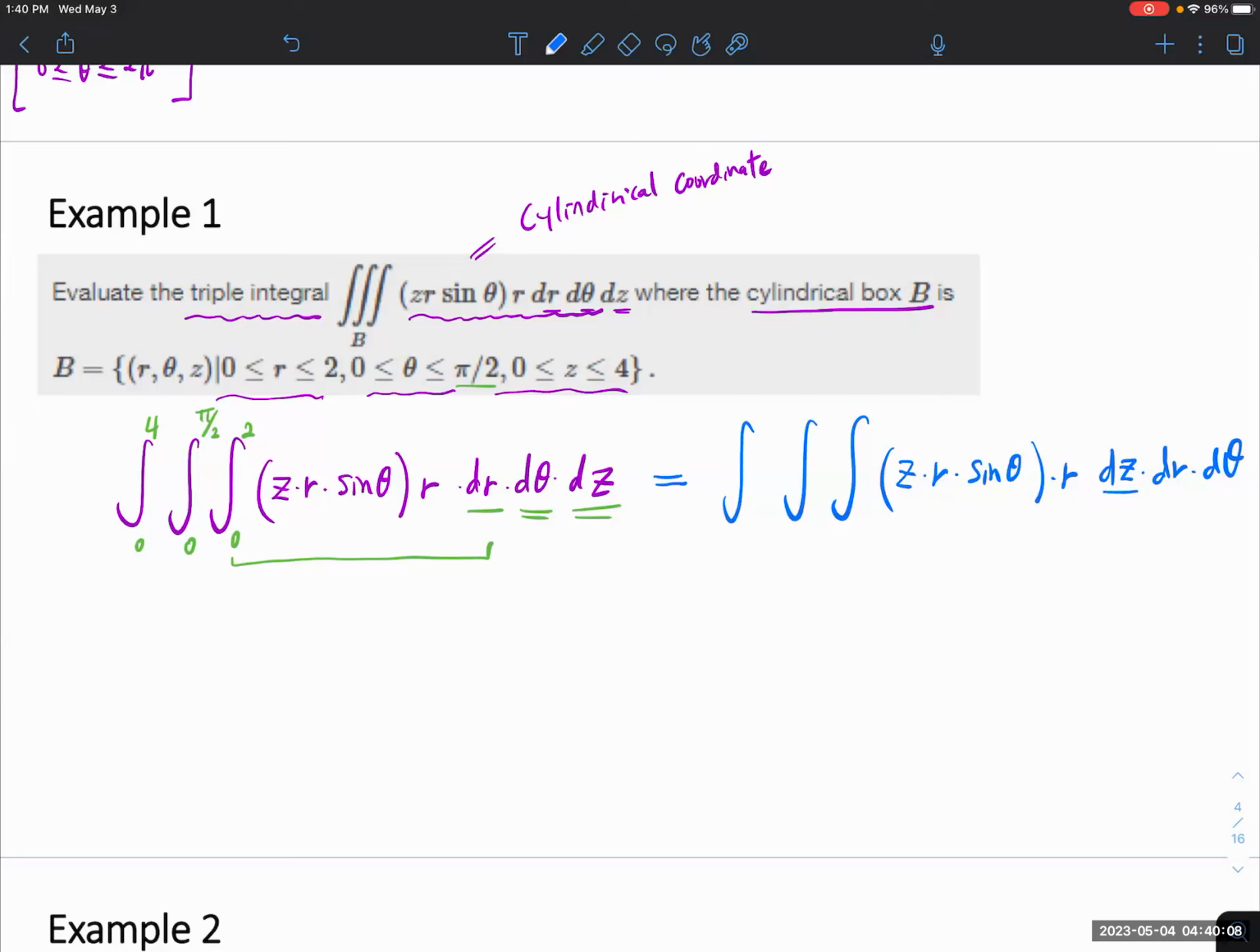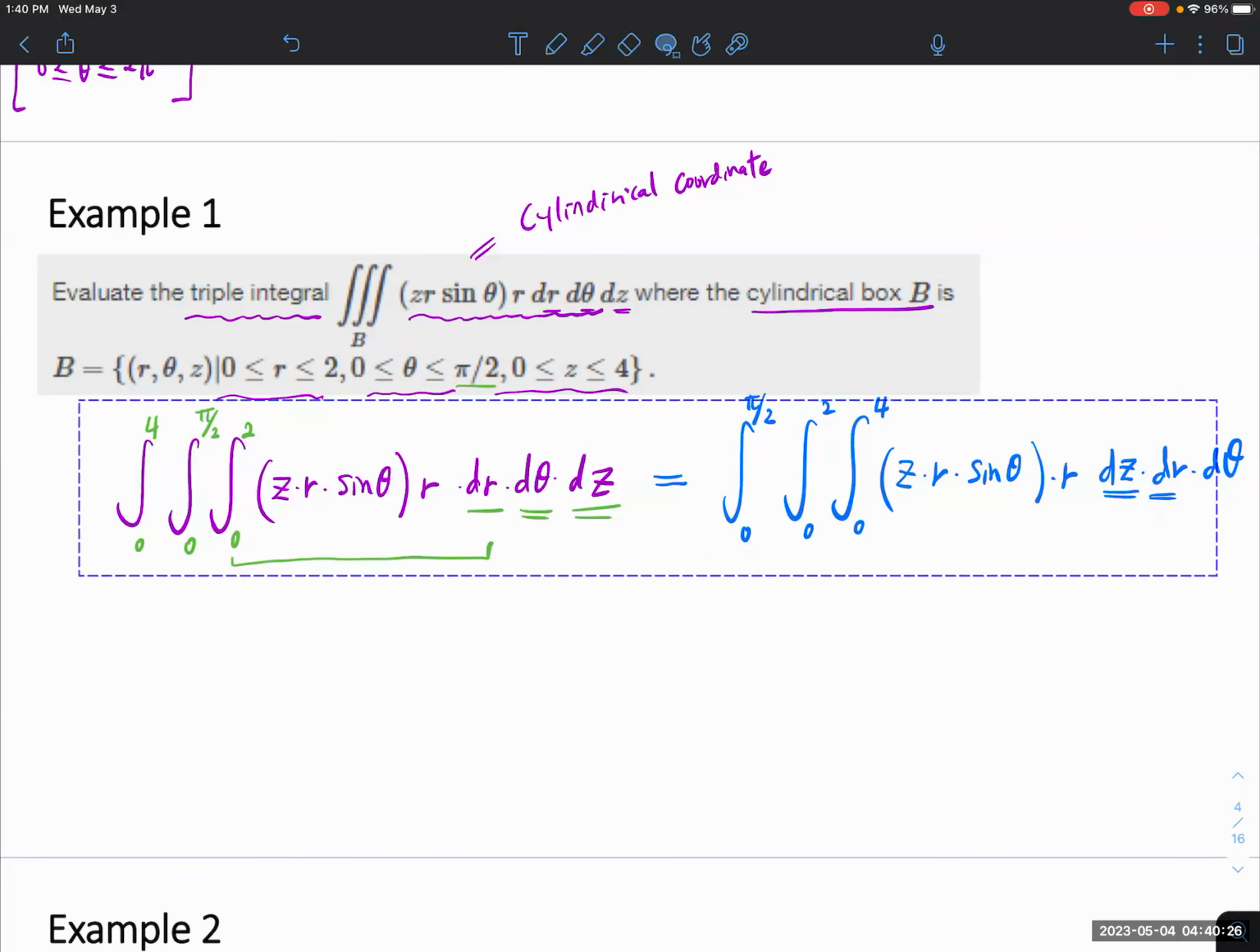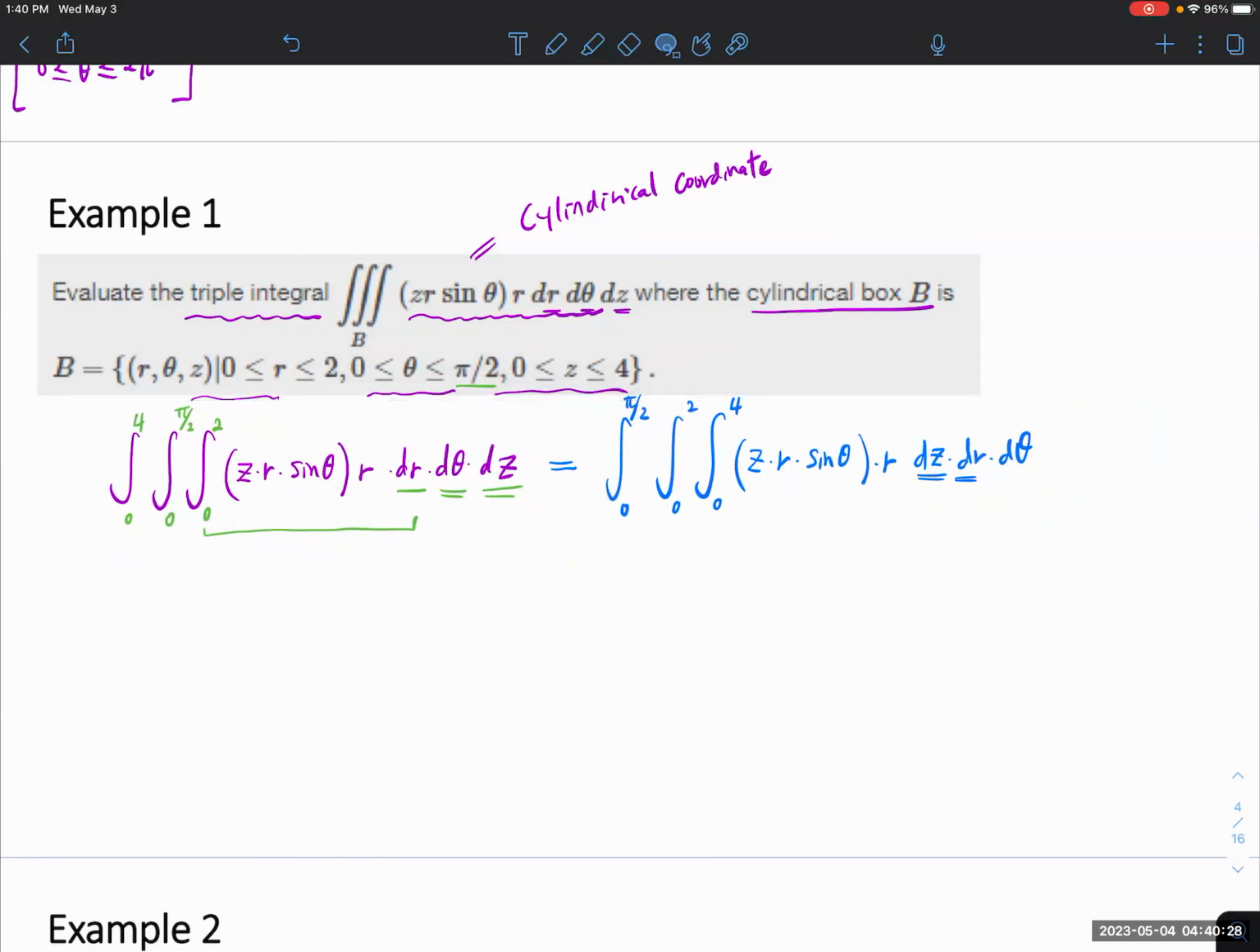So if you begin with the dz, it's going to be 0 to 4. And then r, 0 to 2, right? And then theta at the end, 0 to pi over 2. Doesn't matter which one you do first, it's going to be the same answer. So I just want to emphasize that one more time. You can begin with the dr or you can begin with the dz. It doesn't matter. I'm going to do the blue one, right?